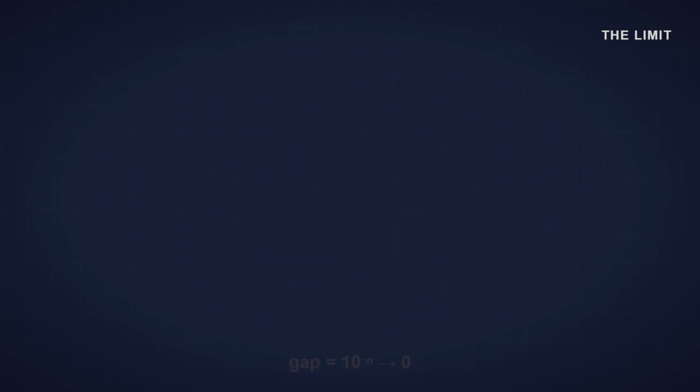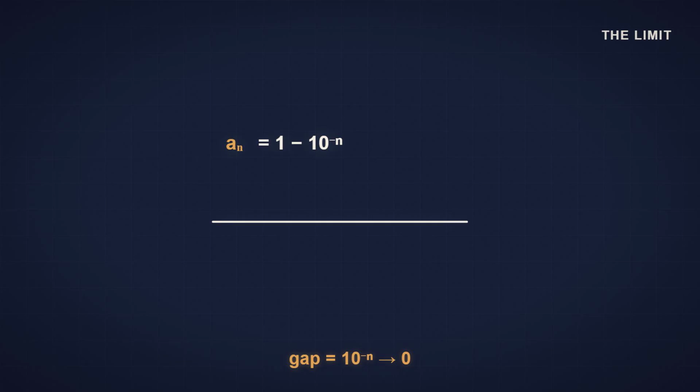We can describe the same process without trusting a picture. Let the first approximation be 0.9, the second 0.99, and so on. The nth approximation is 1 minus 10 to the negative n. Its gap from 1 is 10 to the negative n. As n grows, that gap can be made smaller than any positive distance you name. Smaller than 1/1,000th, 1 trillionth, or 1 divided by a number with a billion zeros.